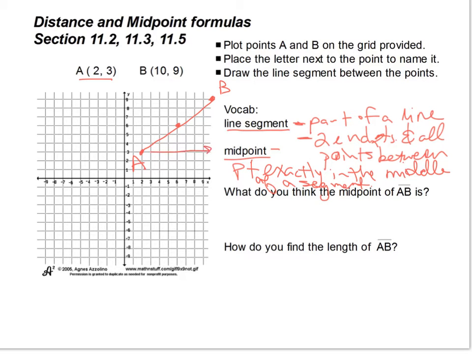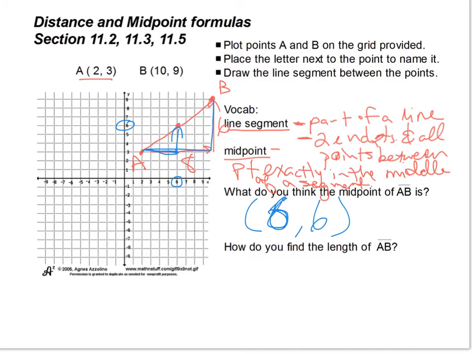If I'm going 8 over and 6 up, halfway for each of those directions is, instead of going 8 over, only going 4 over and 3 up. That is exactly my midpoint. So that's a way to find it by graph. So our midpoint is at 6, rather, I wrote 5, but at 6, 6. So 6, 6.